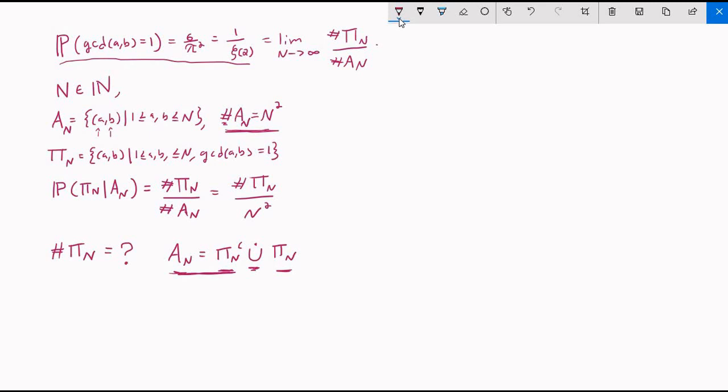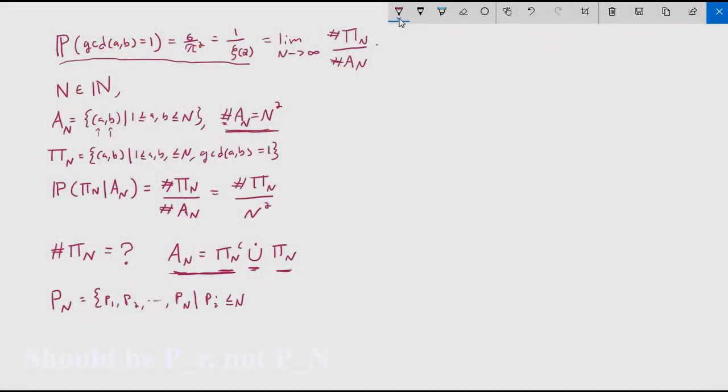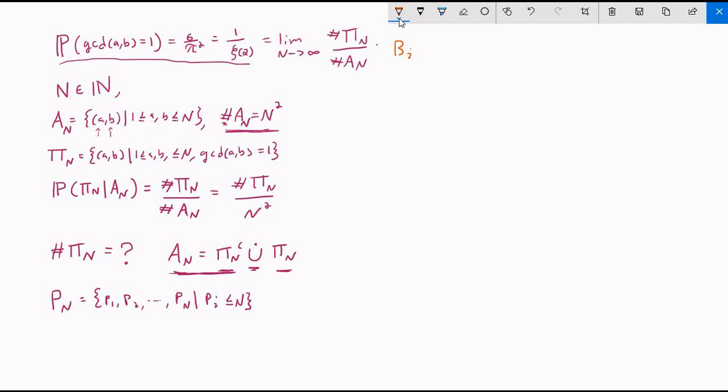In order to describe this set, I'm going to first describe one more set. I'm going to call this P sub n, and this is going to be the list of primes, p sub 1, p sub 2, up to some p sub n, where each p sub i is less than or equal to n itself. We're now going to construct sets B sub i, where these are going to be pairs of integers a and b, where a and b, again, are both between 1 and capital N. But now we're going to have the extra condition that p sub i divides both a and b.